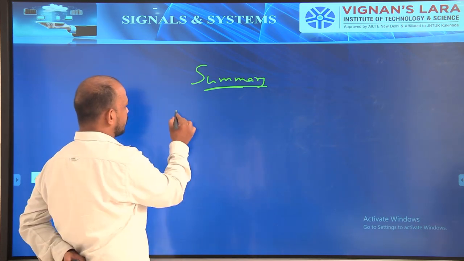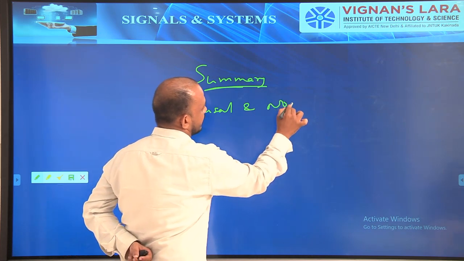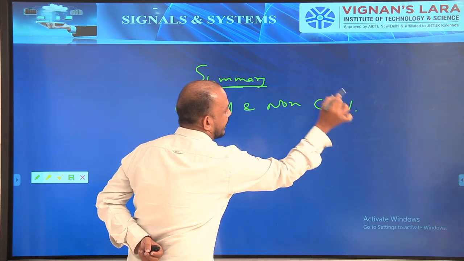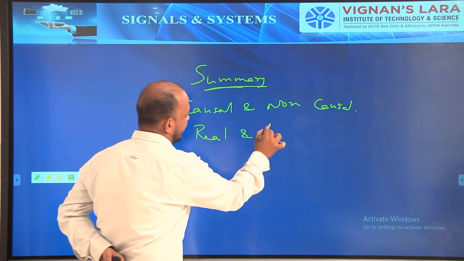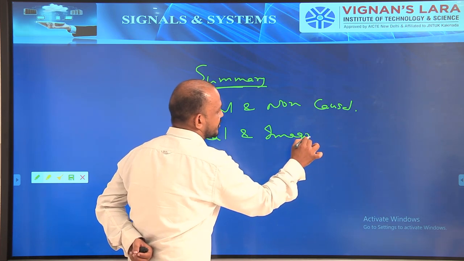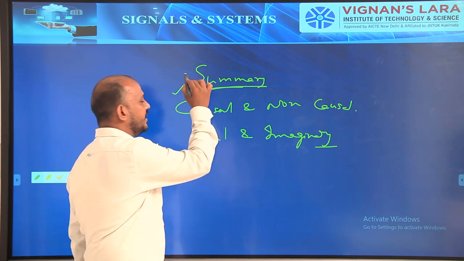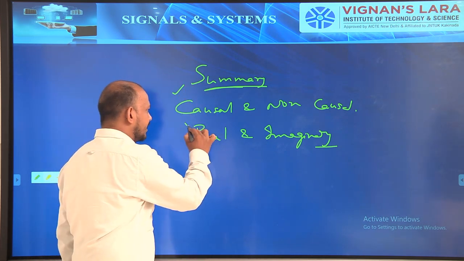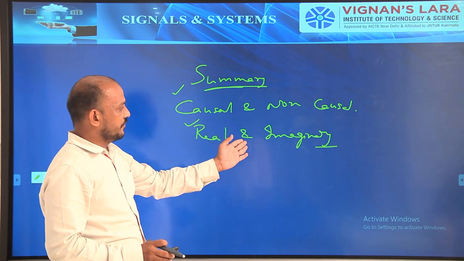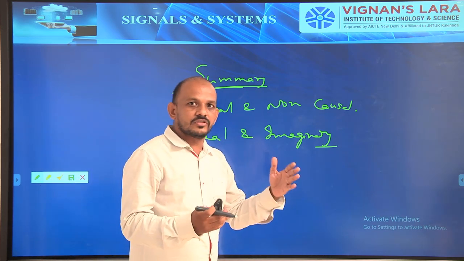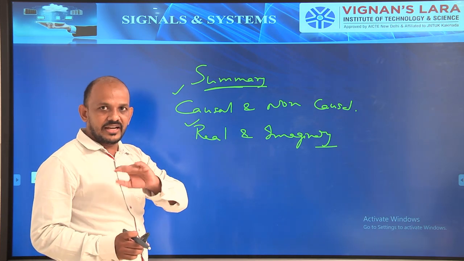So here I explained two types of signals. Last, it is causal and non-causal. I gave you the graphical representations as examples, and then real and imaginary. For this I gave you the examples as equations. So these are well understood by showing the graphical representations. These are well understood by showing the equation representations. So based on those, you can clearly understand the concepts of causal and non-causal, real and imaginary.